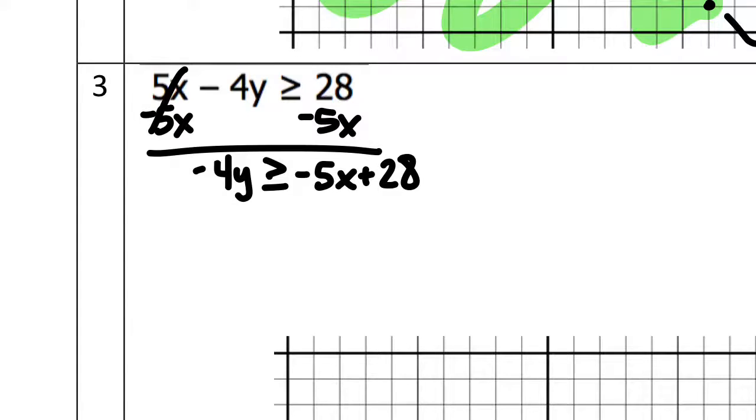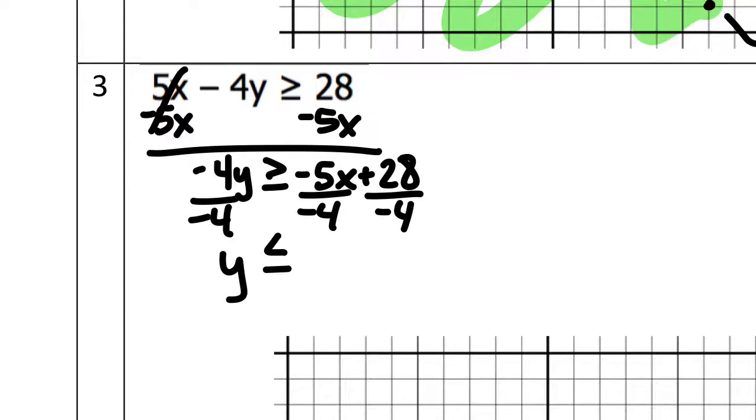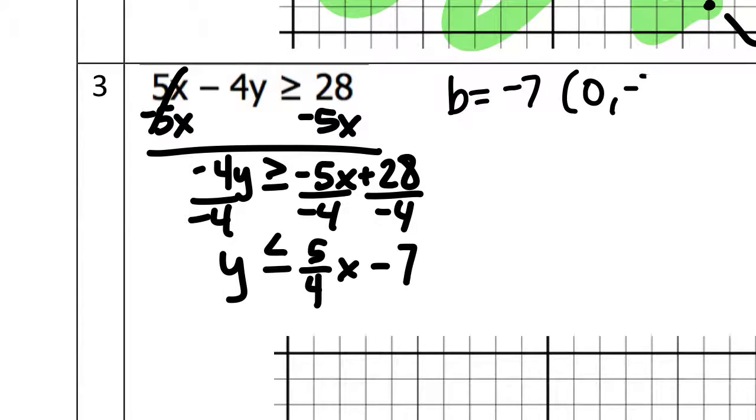The last thing I need to do is divide everything by negative 4. Because I'm dividing by a negative number, I need to remember to flip my symbol over. So I get y is less than or equal to 5/4 x minus 7. Now from here I can pick out the pieces of information that are important for me to graph, which are my b value and my m value. I know b is negative 7, which means I begin my graph at the point 0, negative 7. And my m value is 5/4, which means my graph moves by going up 5 spaces and over 4 spaces.